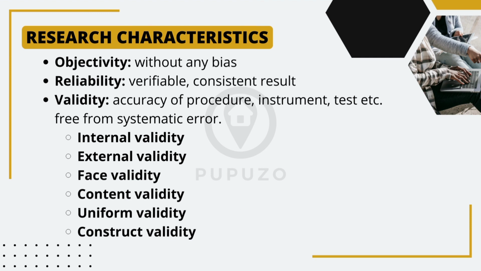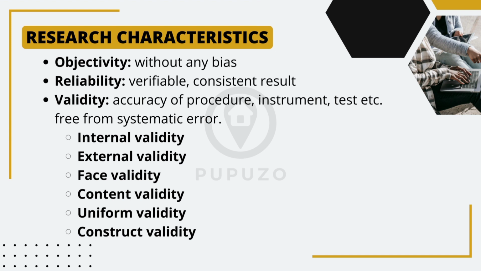First, we have objectivity. Good research is objective, meaning it is conducted without bias or personal preferences. Objectivity ensures that the researcher remains neutral and unbiased throughout the study, allowing for a more accurate interpretation of the data. Next, we have reliability.